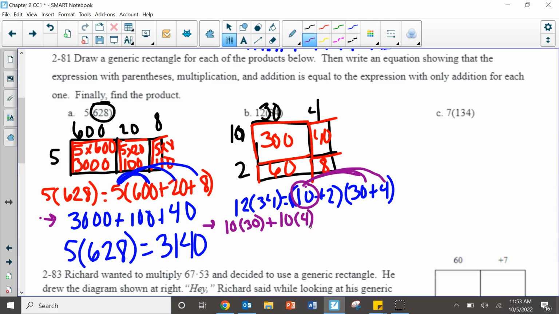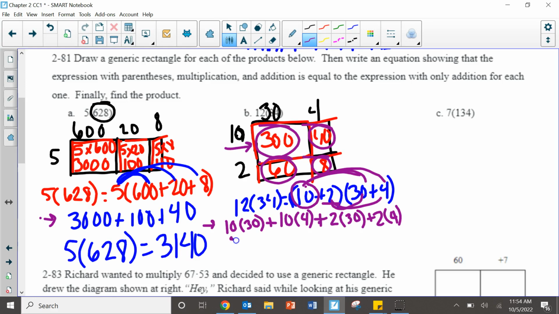Okay, so I distributed my 10, and you can see that that's the same thing we just did here. We distributed our 10 to our 30 here, and our 10 to our 4 here. So plus, finally, we're going to take our 2 and distribute it to both parts. So 2 times 30 plus 2 times 4. Okay, so now we have what we're multiplying, and again, the 2 times 30 was here, and the 2 times 4 was there. So then we can go ahead and solve.